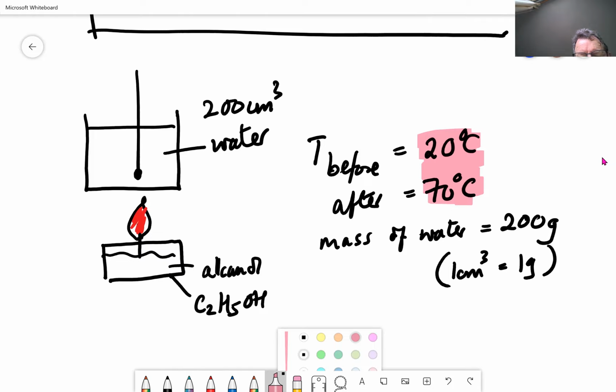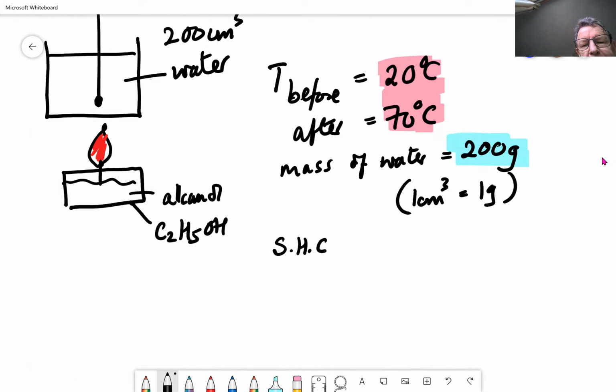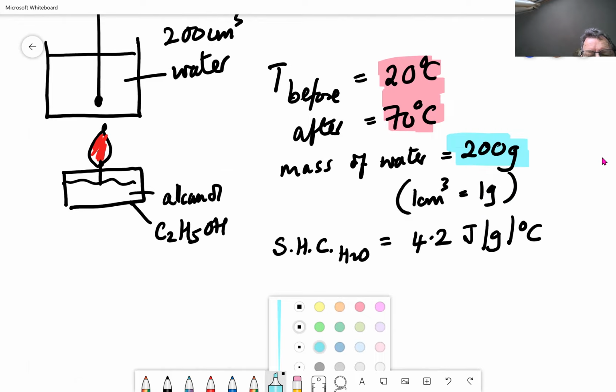And then in the examination, they will give you something called the specific heat capacity of water. This is a number, and the number is 4.2, in joules per gram per degree Celsius. So that is another piece of information. So we've got three pieces of information.